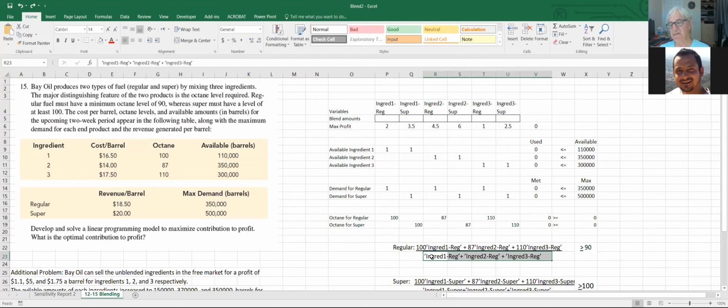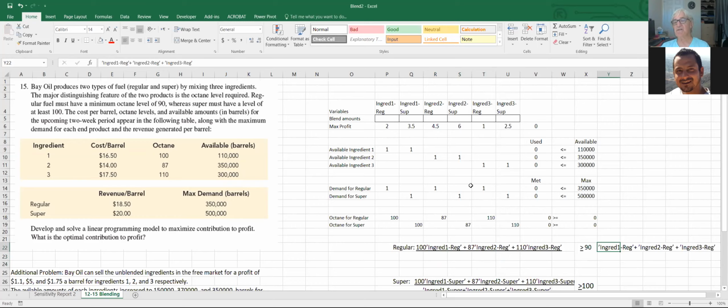I take this denominator from here and move it to here. What did I do here? 90 times this sum. Now you have a linear constraint, because both functions on the left and on the right are all linear, and this is legitimate, and Solver will understand it when you enter it. That's all. That's the trick. You will do the same for the next one.